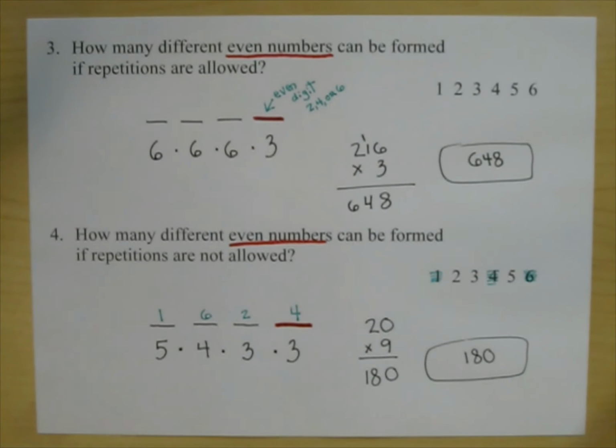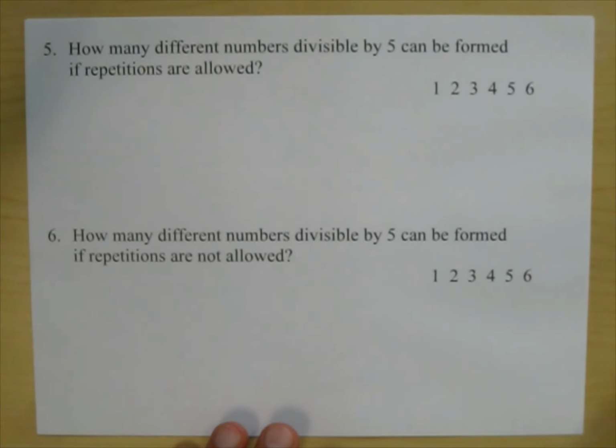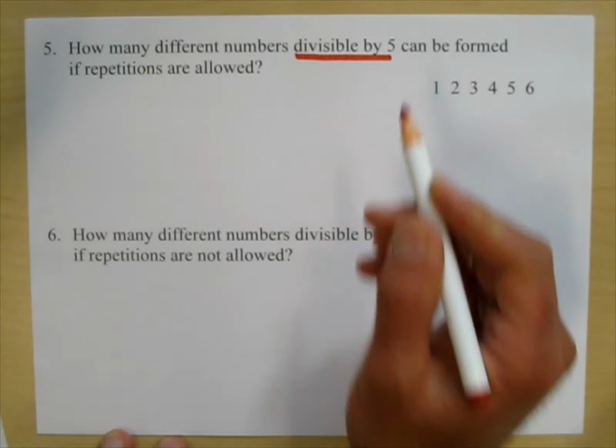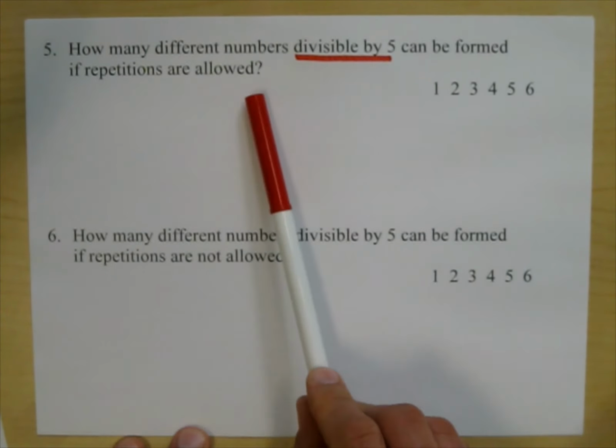We go ahead and do the next 2 problems. So it might be good if you paused the video and see if you can do these problems. Well, let's take a look at problem number 5. It says, how many different numbers divisible by 5, that's your restriction, can be formed if repetitions are allowed? So reps are allowed, divisible by 5.